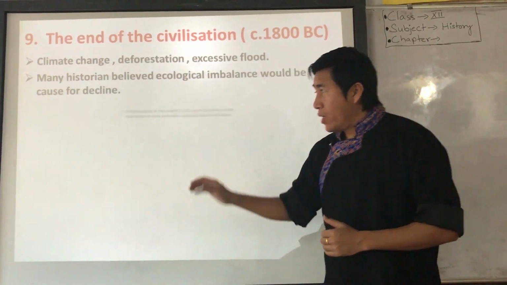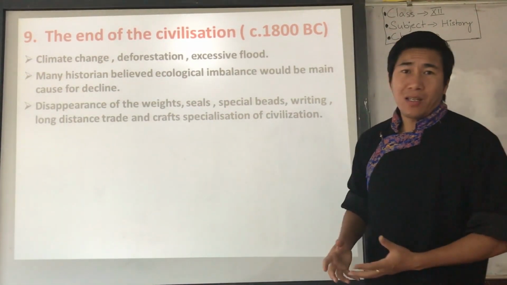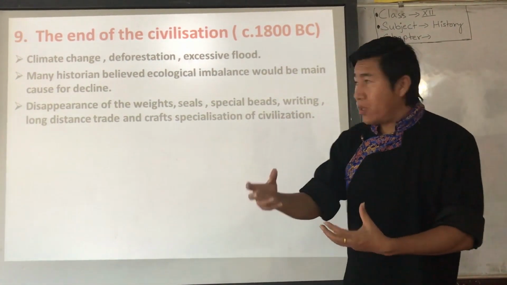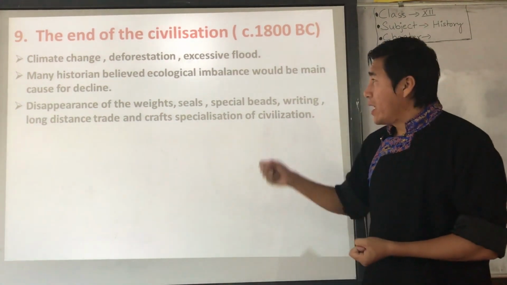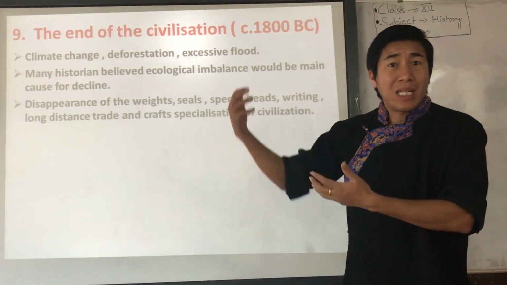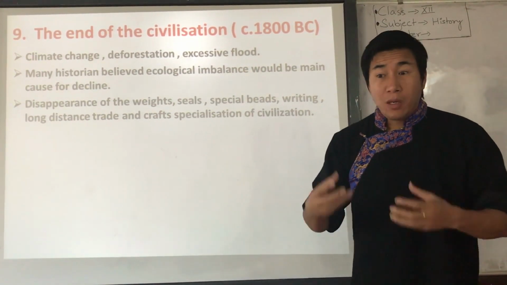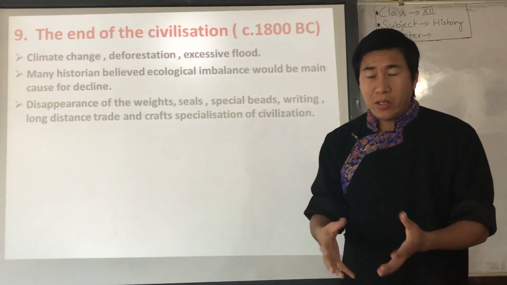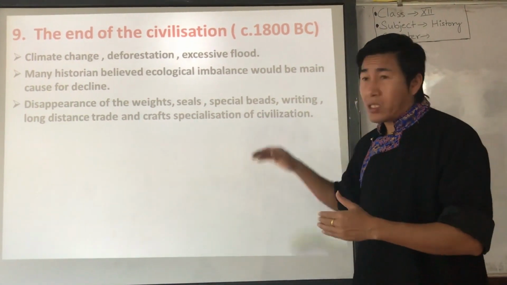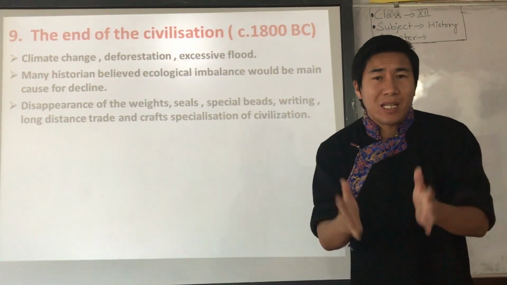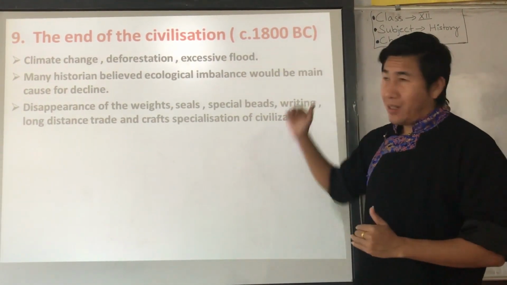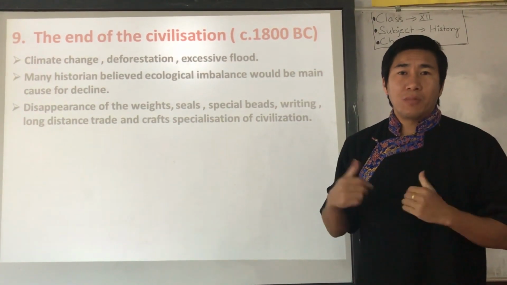Now, how do archaeologists know that the decline was happening? By looking at the disappearance of the weights made by the civilization, as we discussed before, seals, and special beads they used to make. Then writing, long distance trade, and craft specialization all deteriorated and began declining gradually. It was not like glass breaking instantly. The decline happened gradually as all those skills declined. So archaeologists assumed the decline started from circa 1800 BC.